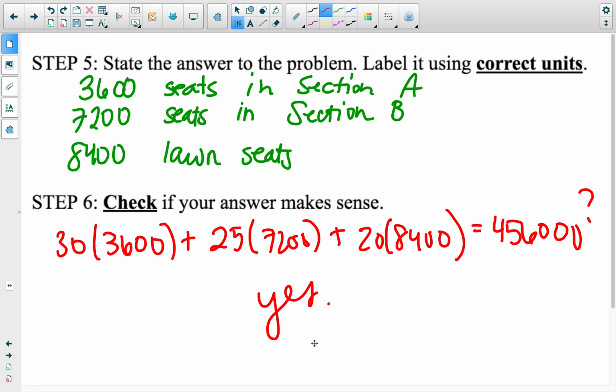All right, that's a word problem. There's a lot to these systems problems. It just takes practice. All right, take a look at the homework. Let me know what questions you have.